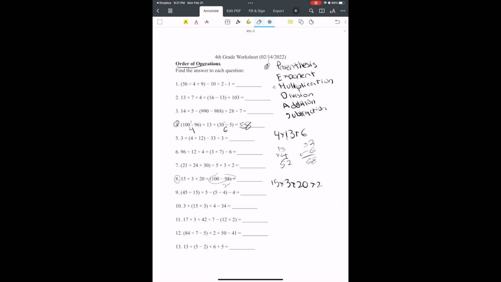So you start with 15 times 3, and once you do that, you'll get 45, and then 45 times 20, and you should get 900, and 900 times 2. So your answer to 8 should be 1800.